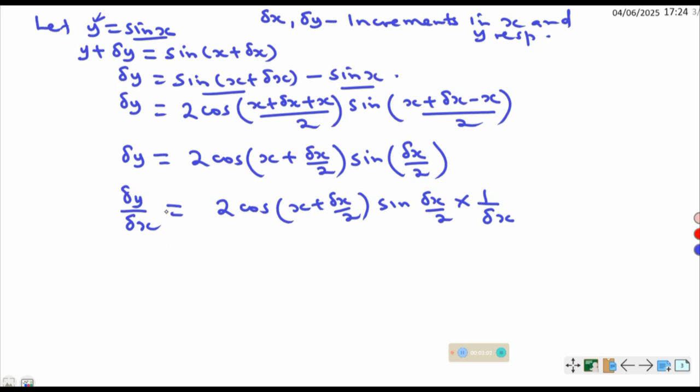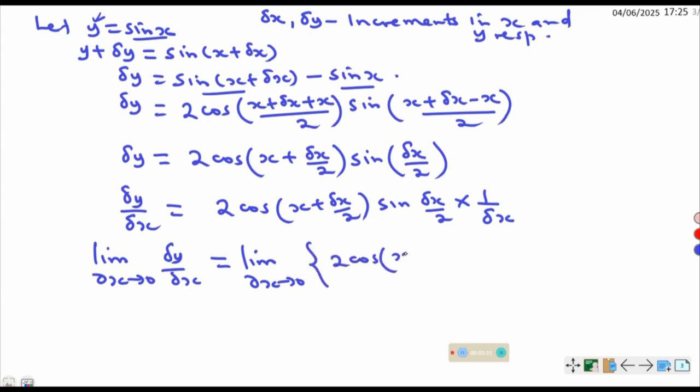From here we shall take a limit. Let us look at the case in the limit when delta x is tending to 0. Here we have delta y over delta x. This is the same as taking the limit, delta x tending to 0, of 2 cos of (x plus delta x) upon 2, then sine of delta x upon 2, times 1 upon delta x. That is what we are having.